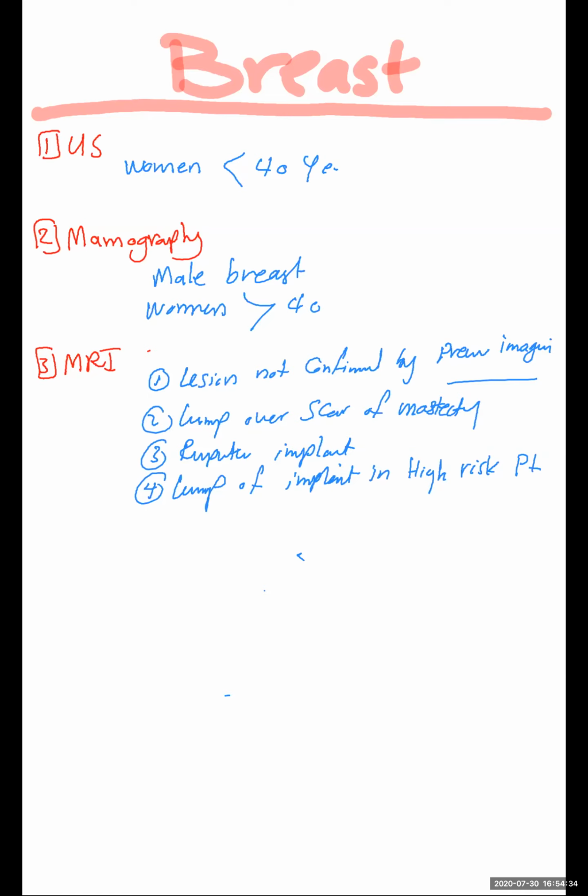So for implant, we have 3 conditions. Number 1, follow up. Number 2, rupture. Number 3, lump over implant. If follow up only, ultrasound. If rupture, MRI. If lump over implant, normal person or high risk.